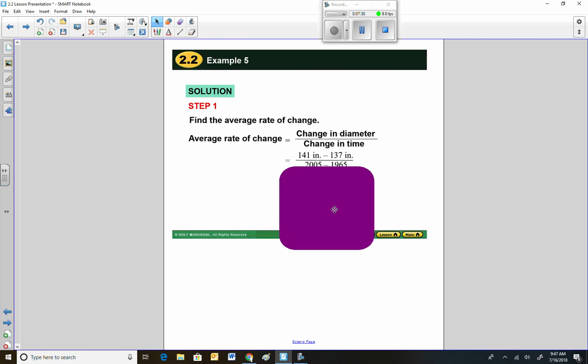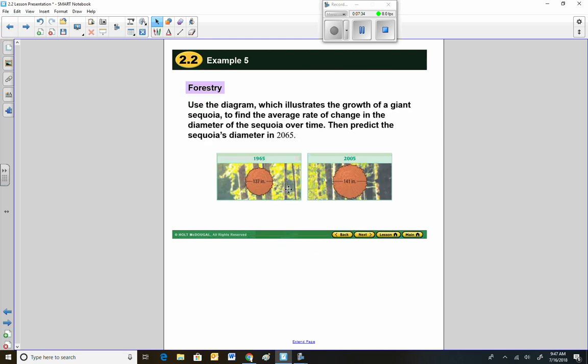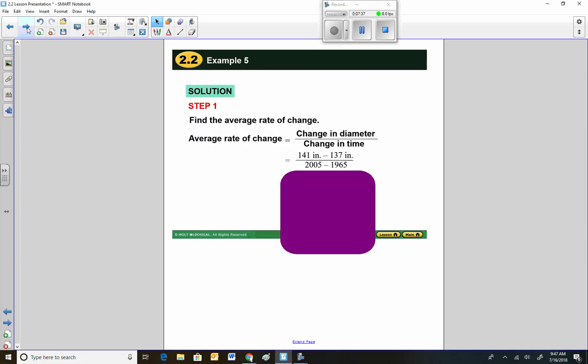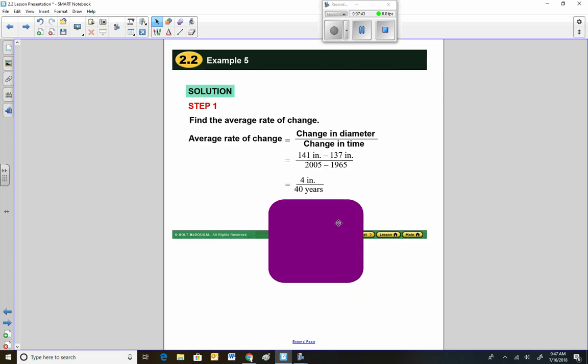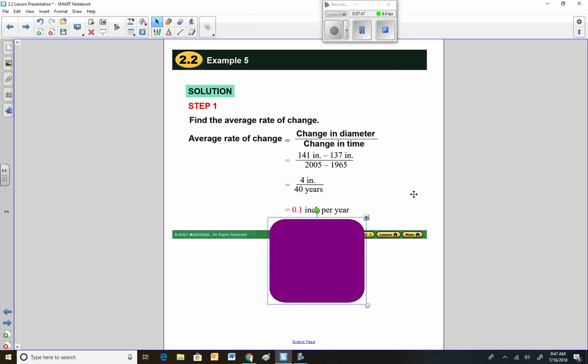There we go. So we have the 141 minus 137. Those are your Y values. Those were the diameters. And then in the time, we have 2005 to 1965. So we subtract those. And we get 4 inches over 40 years. So 0.1 inch per year is how fast the tree is growing.